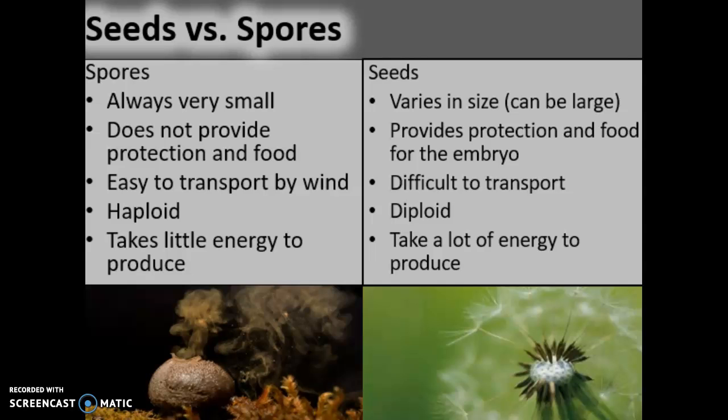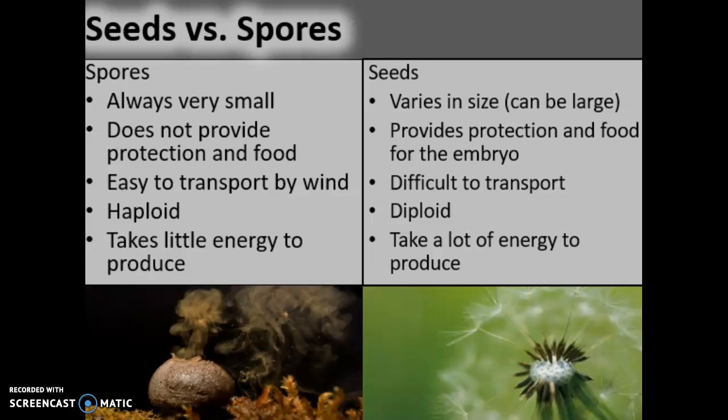Spores are also haploid, so they always give rise to the gametophyte generation, and they take very little energy to produce, so you can produce spores by the millions or billions. On the other side, we have seeds. Seeds can vary in size. Some orchids can produce seeds that are microscopic, and then palm trees produce seeds the size of coconuts. The reason why seeds are larger than spores is because inside that seed we have the endosperm, which provides food for the embryo, and we have the seed coat, which provides protection for that embryo.